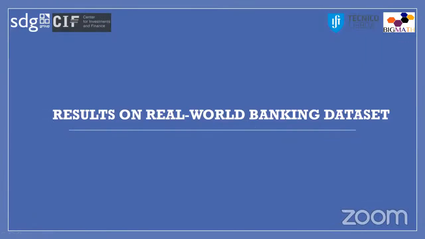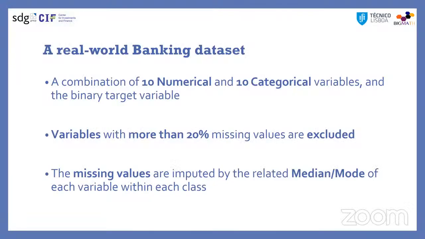Next, we will look into another dataset, which comes from a real-world banking dataset in collaboration with the CIF in Serbia. We received the dataset from a banking management, and it has 10 numerical and 10 categorical variables. We did some steps before applying the balancing technique. We excluded variables with more than 20% missing values, and we imputed the missing values with the median or mode of each variable within each class to prepare the dataset before applying the balancing technique.